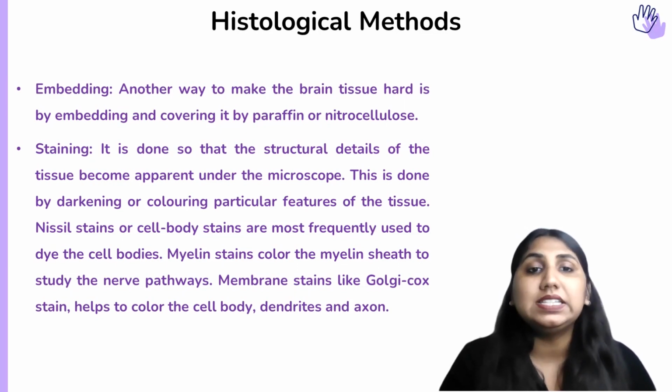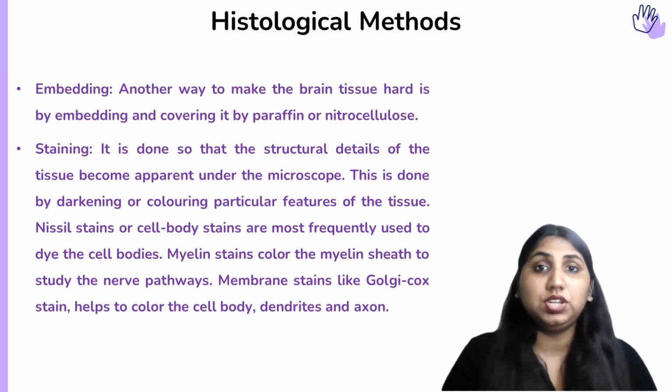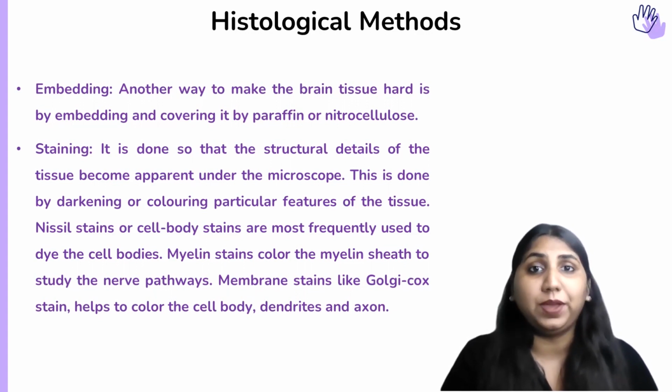Often we use Nissl stains or cell body stains to dye the cell bodies, and myelin stains to dye the myelin sheath. These myelin sheaths are the nerve pathways, so through myelin stains we can study the nerve pathways. We also use membrane stains like Golgi-Cox stain to help us identify and color the cell body, dendrites, and axon. Through this, we are able to understand the functioning of these small bits of the brain cells as well as the tissue. Without staining, we won't know what action is happening when. So these were the four techniques utilized in histological methods. I hope that is clear to all.